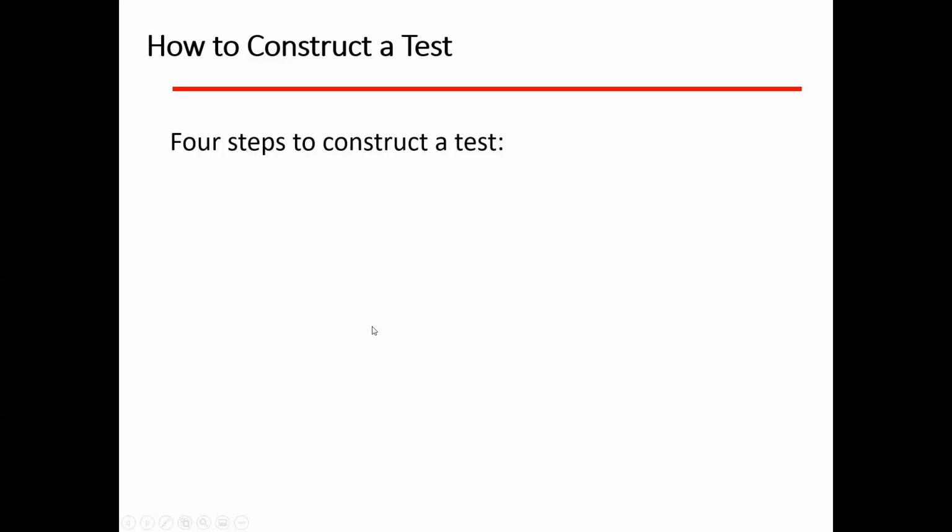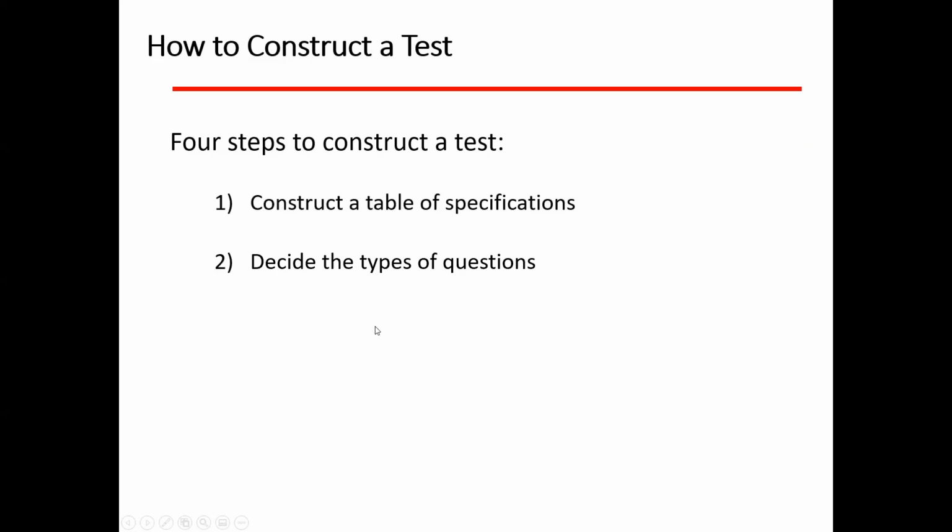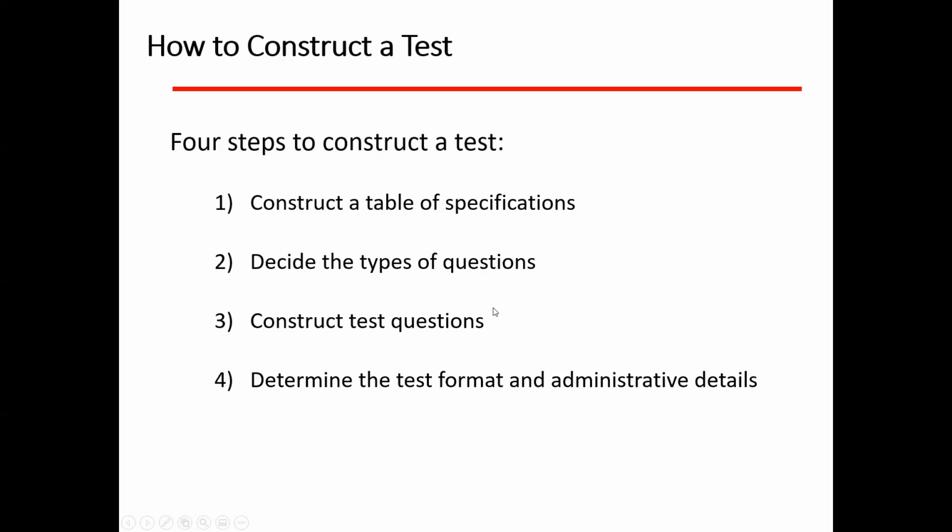Okay, and then when we're constructing this test, we talk about what kinds of questions, but we want to create a table of what we want. This is the best way to visualize this scenario. So we'll create a table. We'll decide which types of questions we want to use. So do I want to use multiple choice? Do I want to involve some true and false? Do I want to involve an essay? Do I want to use semi-objective questions? Is there mathematics involved? Construct test questions themselves to describe each of those components. And determine the test format and administrative details.